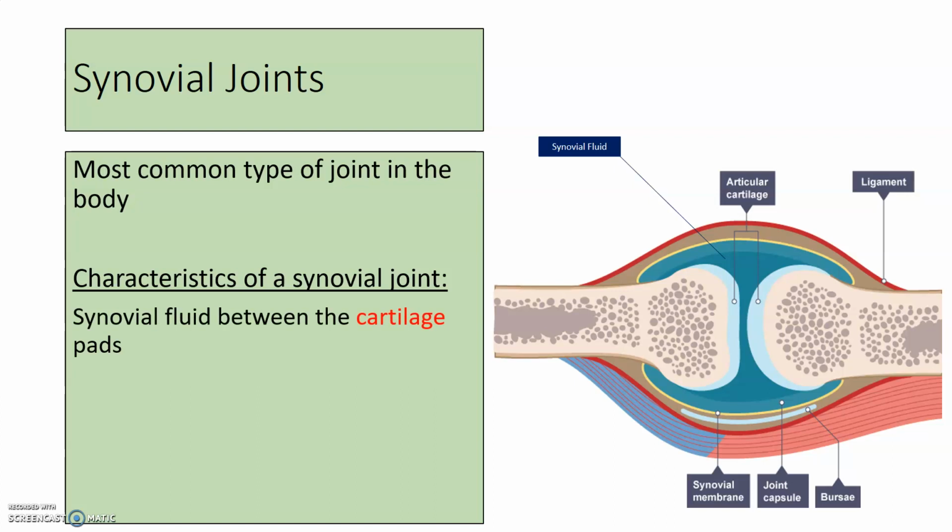So first and foremost, synovial joints have synovial fluid, okay, between the cartilage pads. And if you look here on the actual diagram, you'll be able to see the synovial fluid is in this kind of turquoisey blue colour, which is found in the middle of the joint. Okay, the light blue pads here, they obviously represent, as you can see labelled on the diagram, the cartilage.